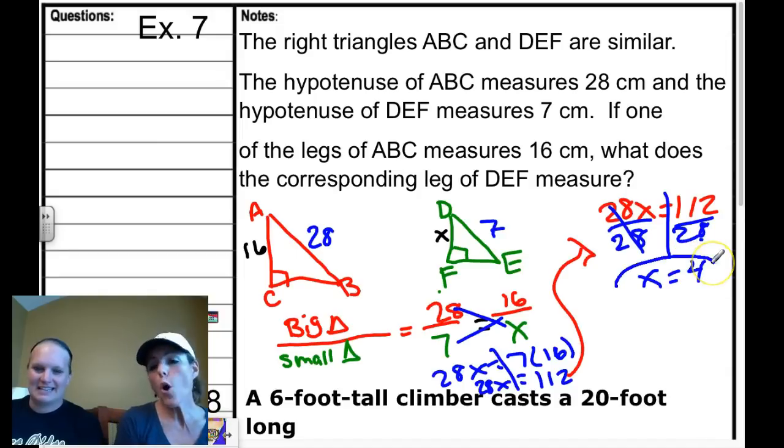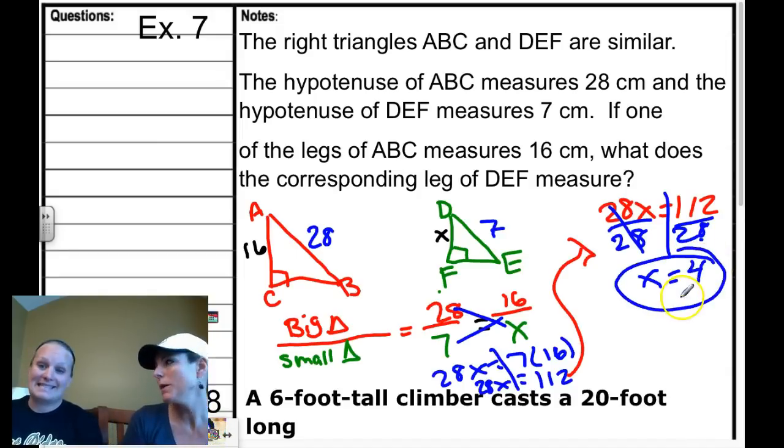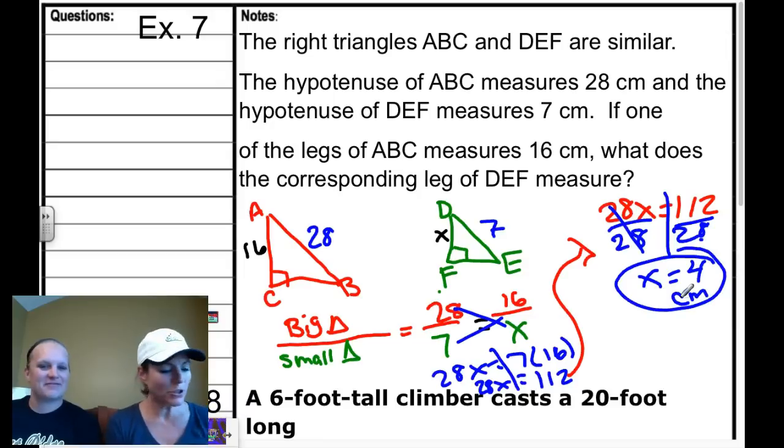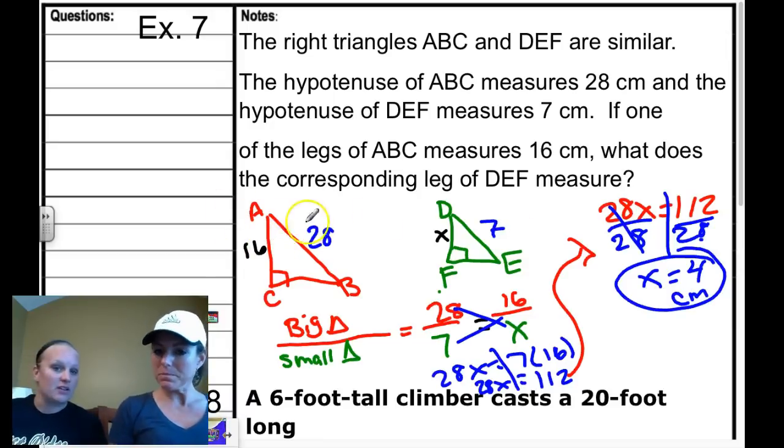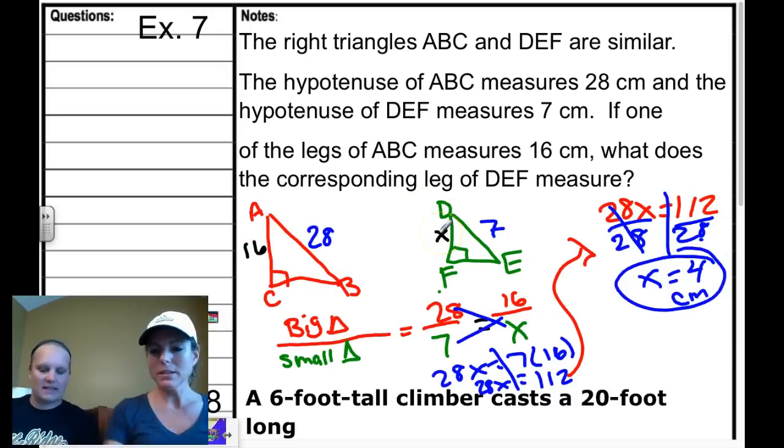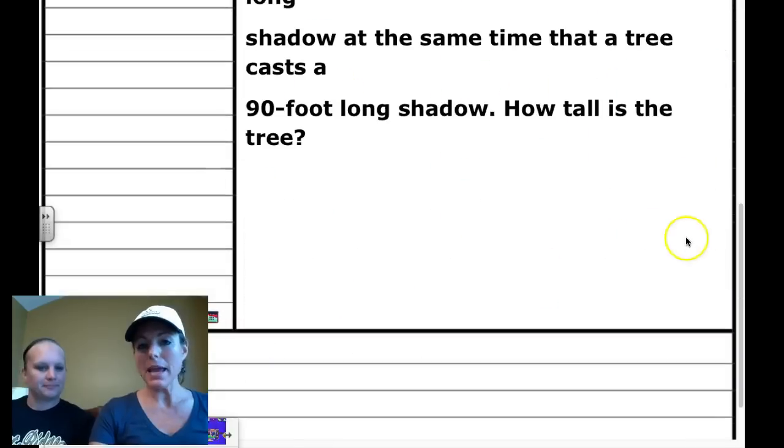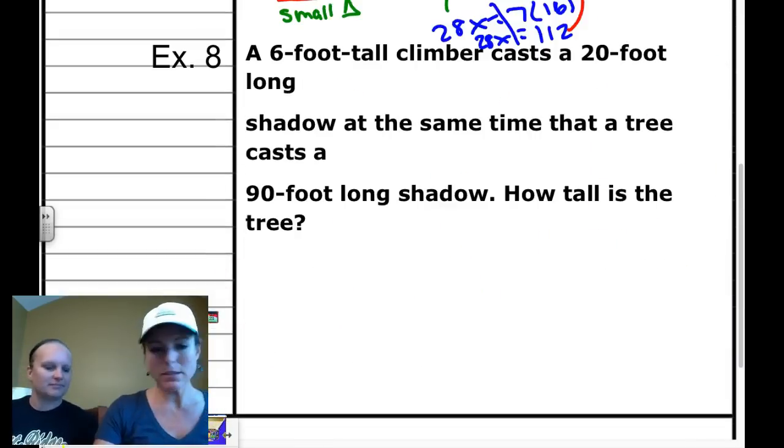And actually, to be totally correct, what are we missing? Centimeters. Yes, you need your units. So it's just saying, if you look at this, the 28 goes with the 7, the 16 now goes with 4. That makes sense. So we're going to now skip 8, and we're going to do that in class.